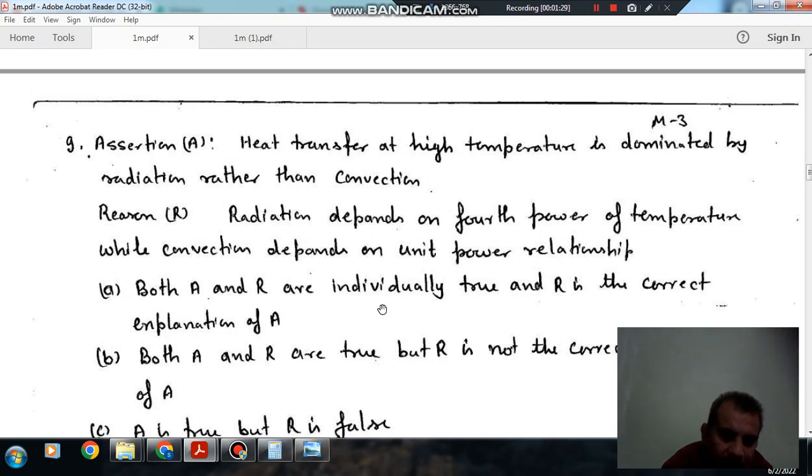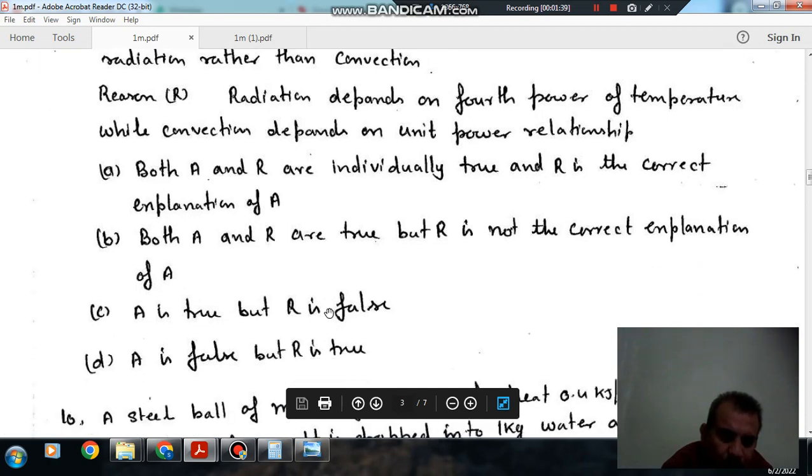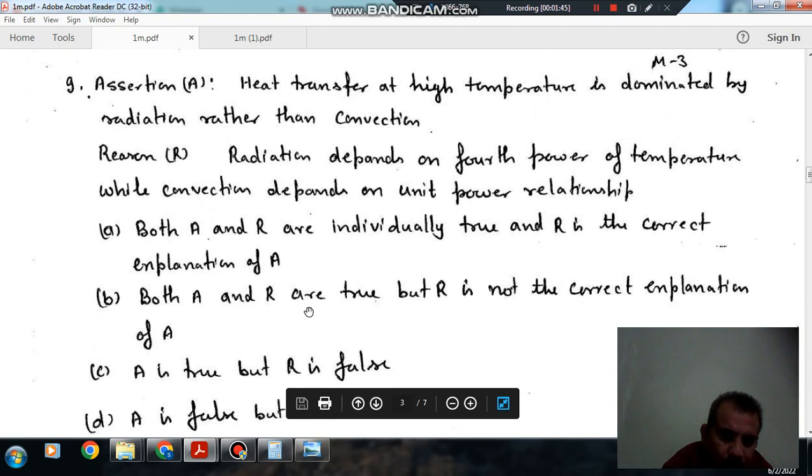Option A, both A and R individually true and R is correct explanation of A. Option B, both A and R are true but R is not correct explanation of A. Option C, A is true but R is false. Option D, A is false but R is true.